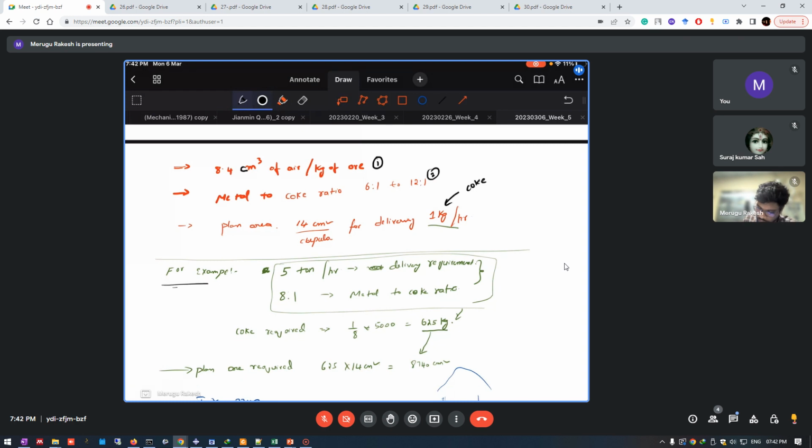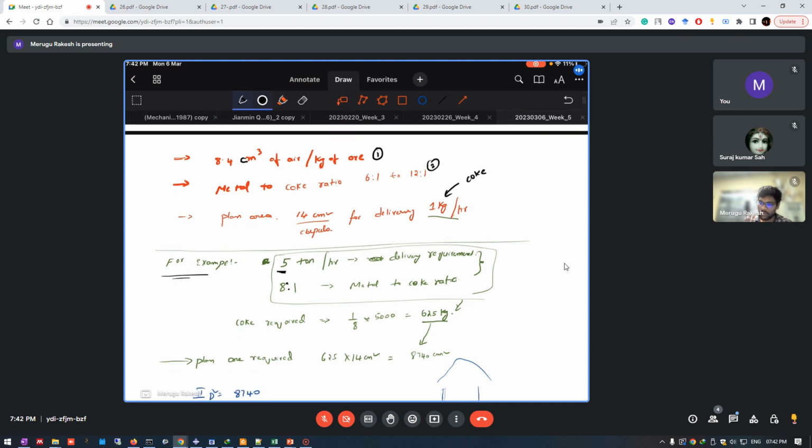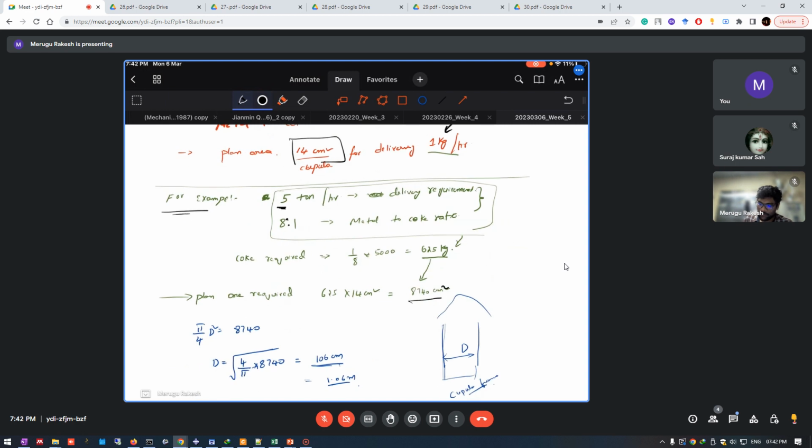For example, we discussed if there is a requirement of 5 ton per hour and the metal to coke ratio is 8 is to 1, so we can use 1 by 8 of this as coke, that is 625 kgs burning per hour. If we multiply this with this factor, we get 874 square meters of plane area. And if we equate this to this formula, we'll get around 1.06 meter.